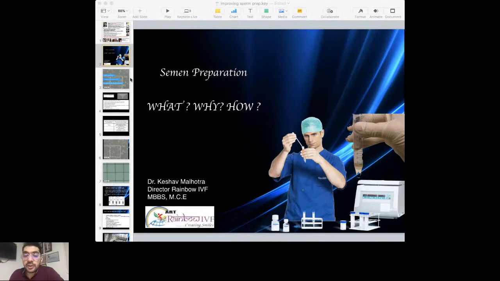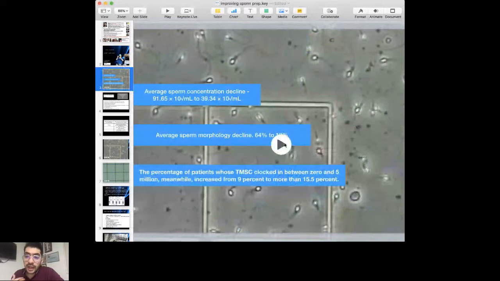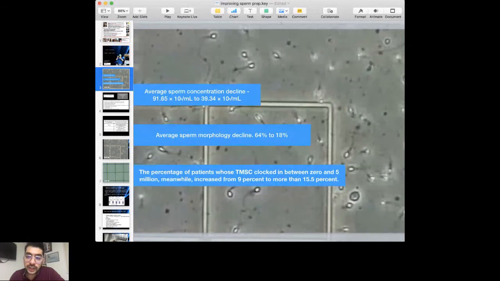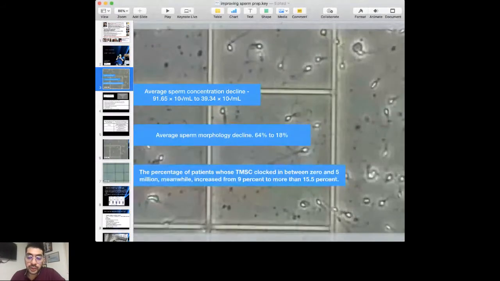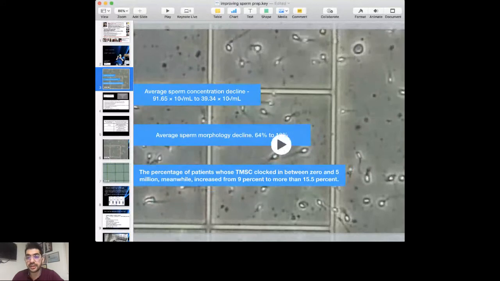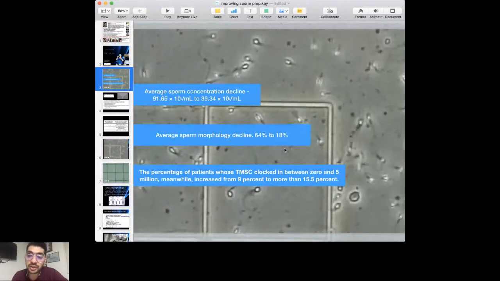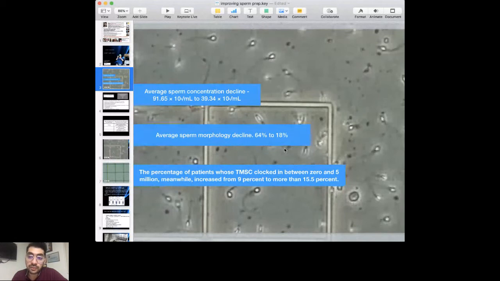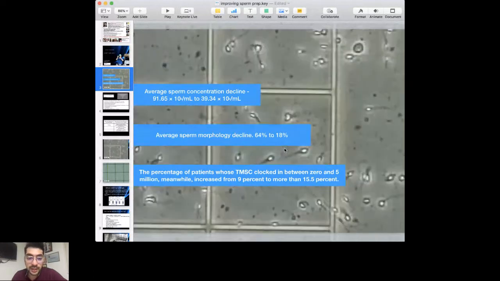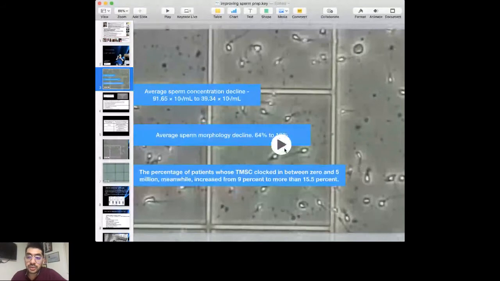Right. Like I was telling you earlier, we have had a lot of advances in sperm preparation. And why do we need these advances? It's because there is a huge rise in male factor infertility as of now. If you notice the current counts, the average sperm concentration is on a decline. In the 1960s, 1970s, the average sperm concentration was 91 million, and now it's fallen to 39 million on average. Sperm morphology is also on a decline from 64% to 18%. The percentage of patients whose TMSC clocked between 0 to 5 million has also increased. So these are things that we now need to worry about.